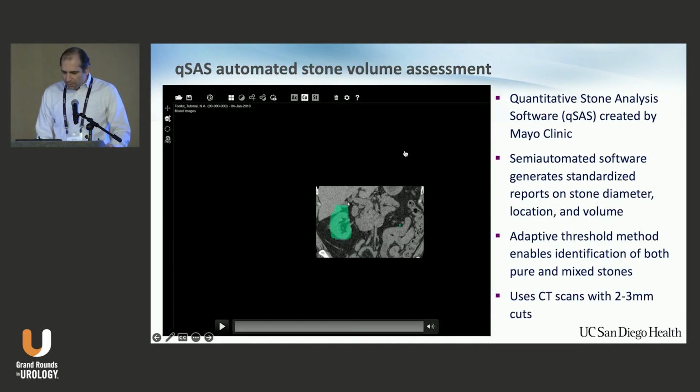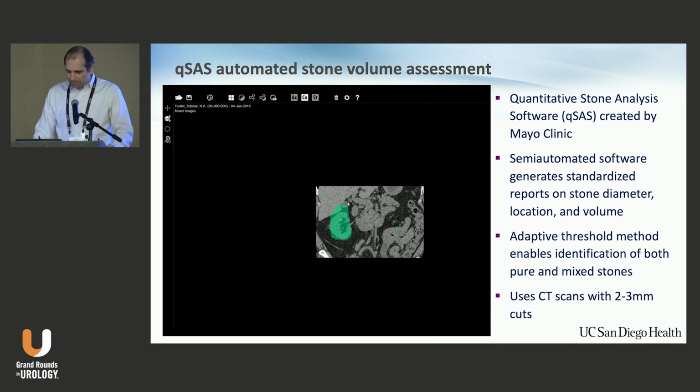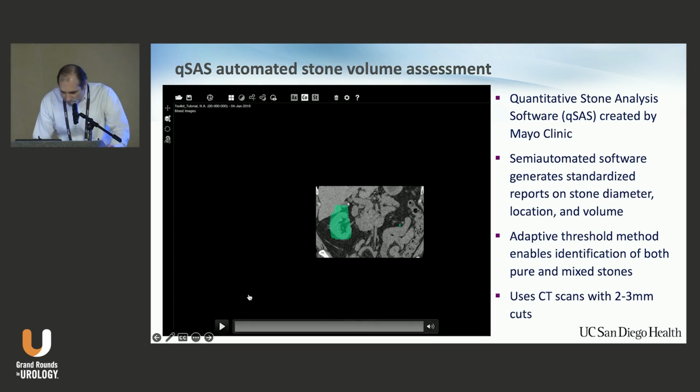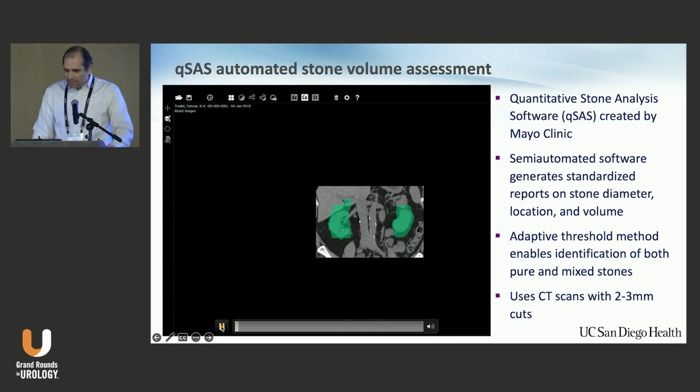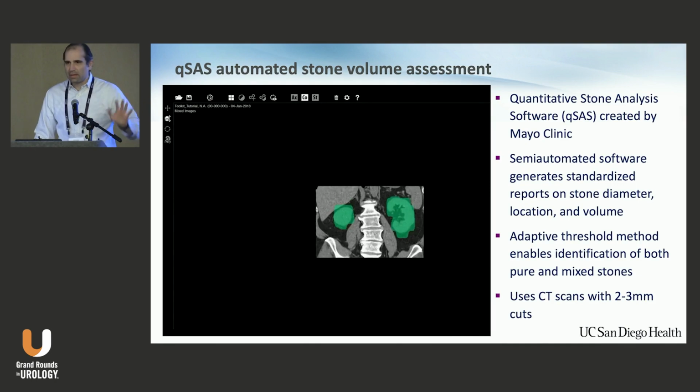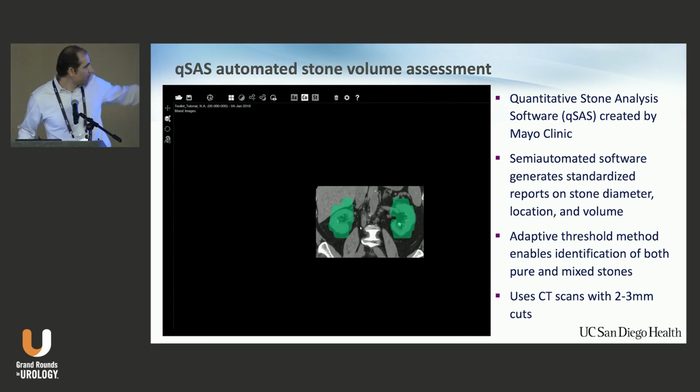So the program that we used, the Mayo Clinic has developed a software called the Quantitative Stone Analysis Software, or QSAS. It's free. It's available on their web. And essentially you just feed in any CAT scan data from a PACS or a DICOM system, and essentially the only thing you need to do is paint the kidney. So you just have to draw this big green mark over the kidney to help the computer understand the right density it's looking for where the kidney is.